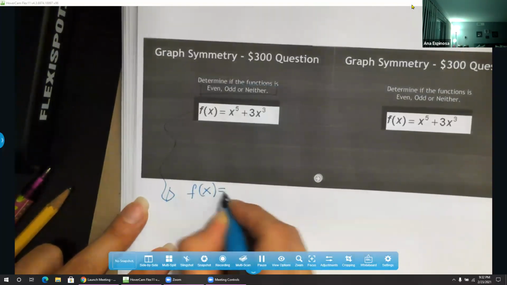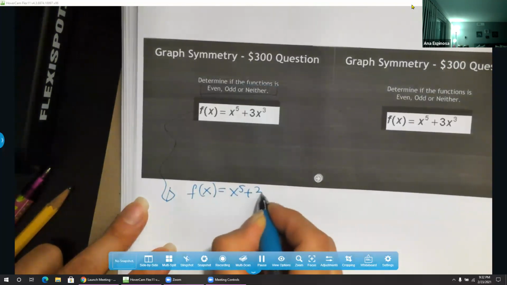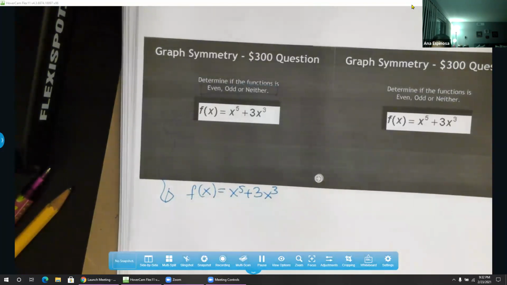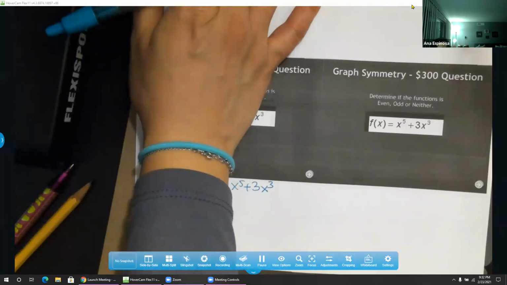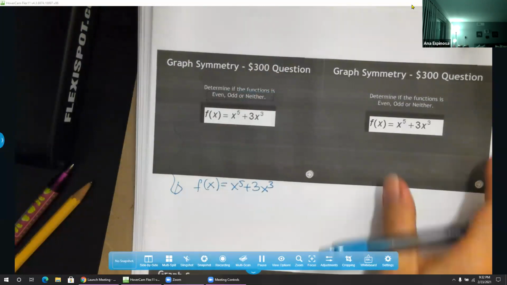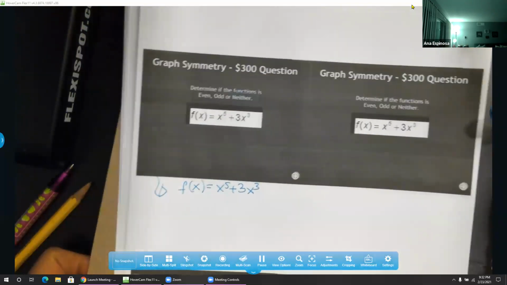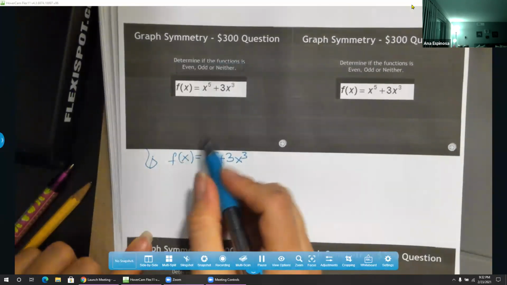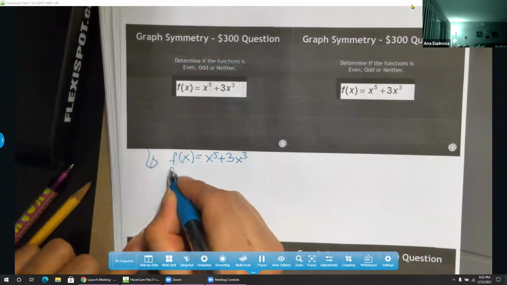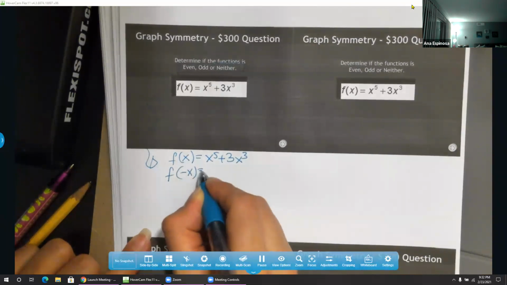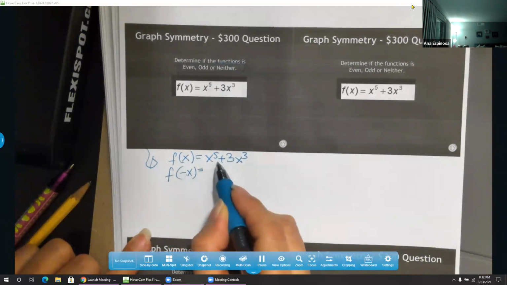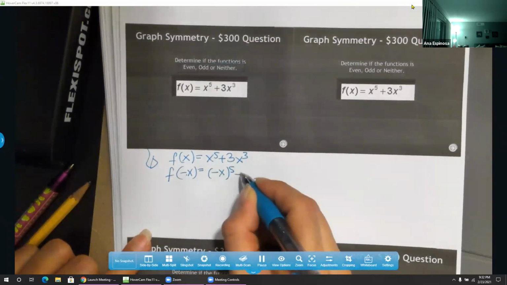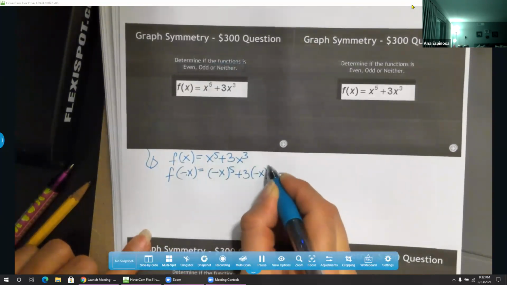So you start off with your original function. And when you look at all the work that is required to figure this out, please make sure that you read the instructions, you follow the instructions. Okay, so first things first, you need to plug in a -x. -x everywhere x used to be on the right-hand side. So this will be (-x) to the 5th plus 3 times (-x) to the 3rd.